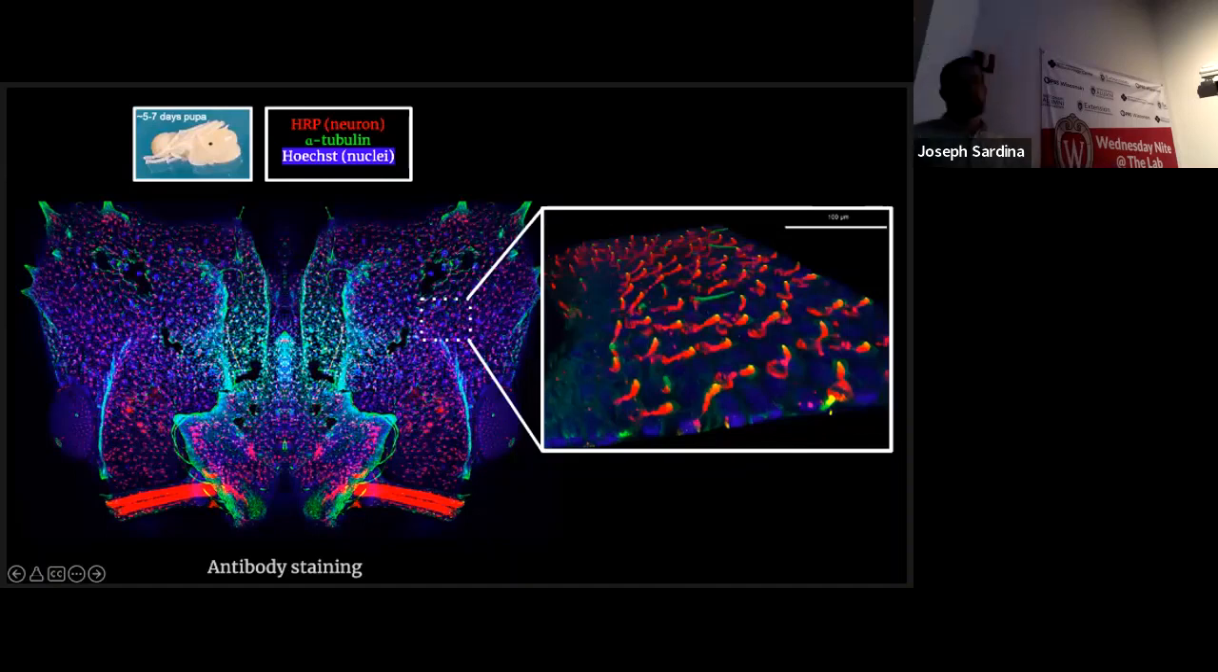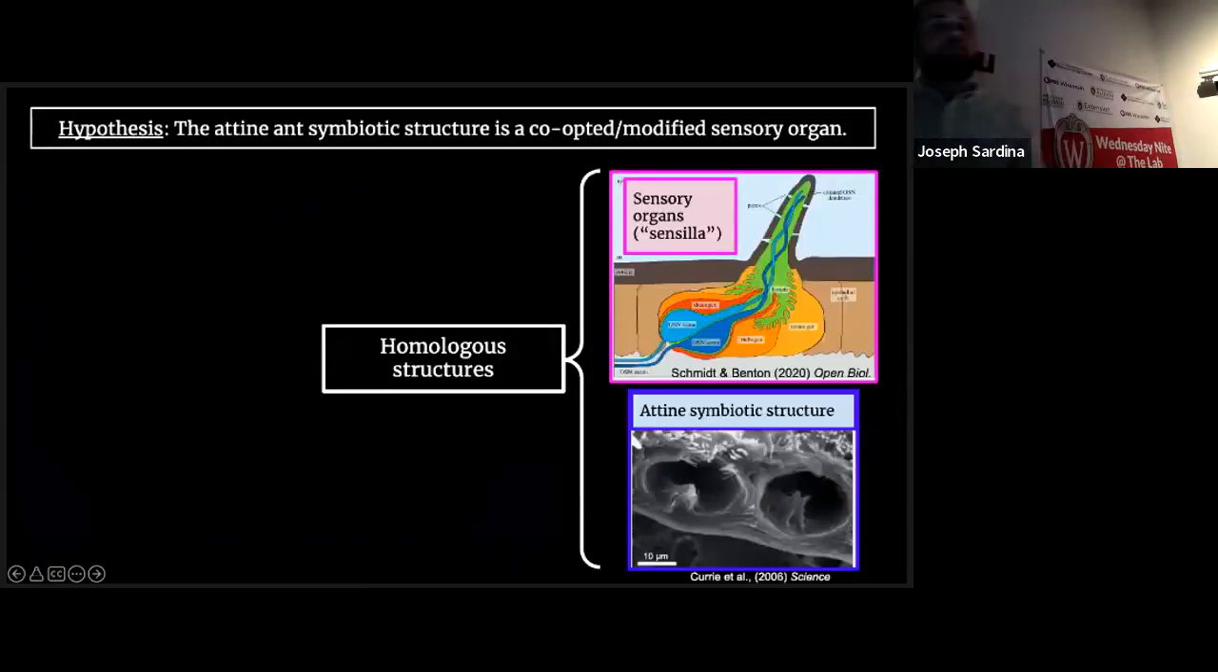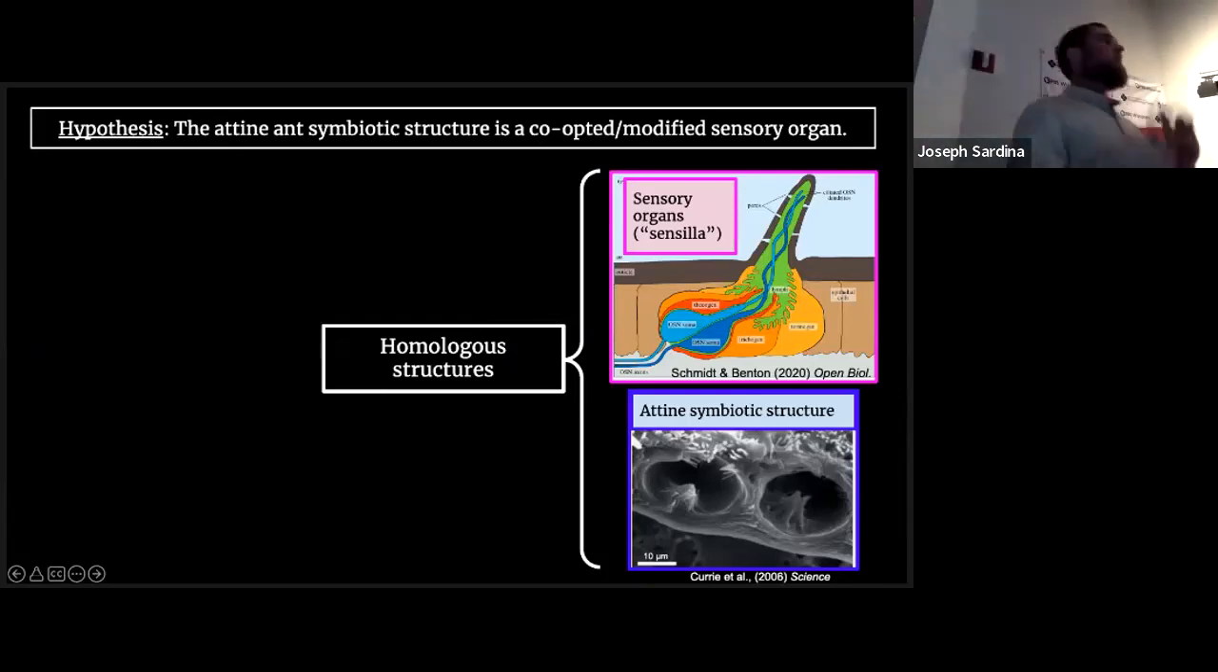What was really interesting to me is that the symbiotic structure and the sensory hair have this similarity in that they're both innervated cuticular structures, meaning that they have this connecting neuronal cell, as well as they're cuticular, meaning they're located on the surface of the cuticle. And so I propose this hypothesis that the attine ant symbiotic structure is a co-opted, modified sensory organ. Another way to say this is that the sensory organ and the attine ant symbiotic structure are homologous structures. They have this shared homology.